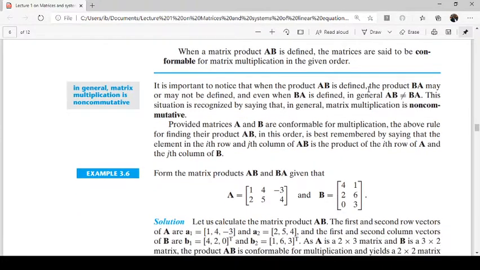It is important to know that the commutative law is not satisfied for matrix multiplication. AB is not equal to BA. You'll see that from this example. In addition, matrix A plus B is equal to B plus A, but matrix multiplication is non-commutative.